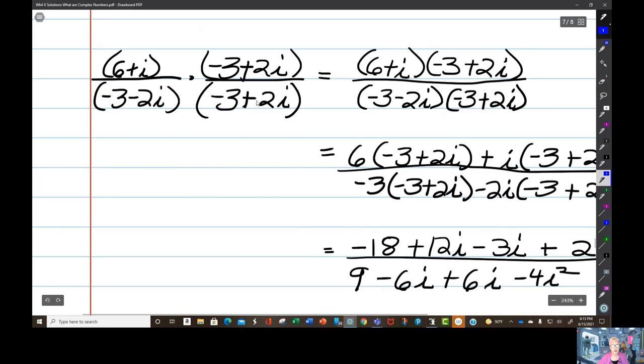The sign change occurs only in the middle. So since we have a minus here, the conjugate will have a plus here. And since we're multiplying this by 1, the numerator and the denominator must be exactly alike. So this is what I have. I multiply the numerators together, I multiply the denominators together, and this is what I have: 6 plus i times negative 3 plus 2i over negative 3 minus 2i times negative 3 plus 2i.